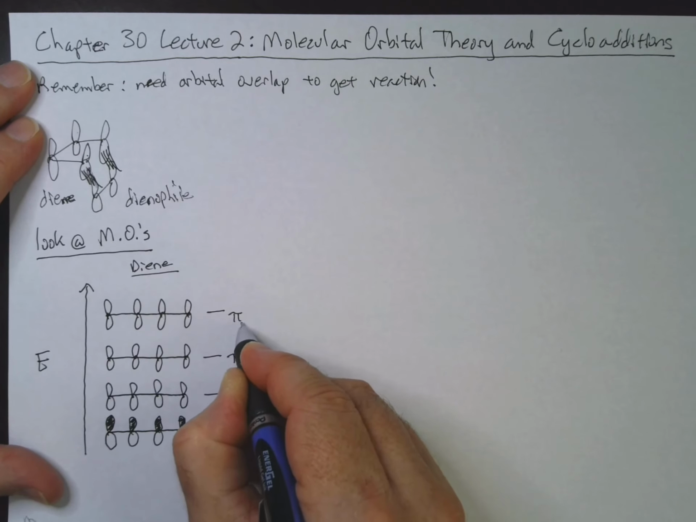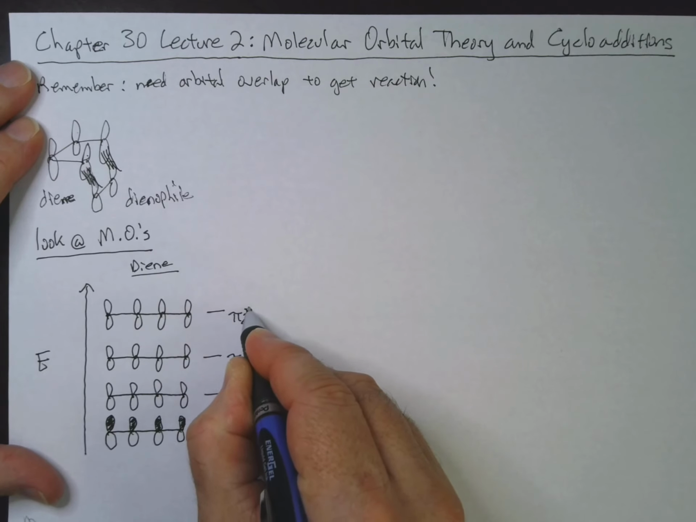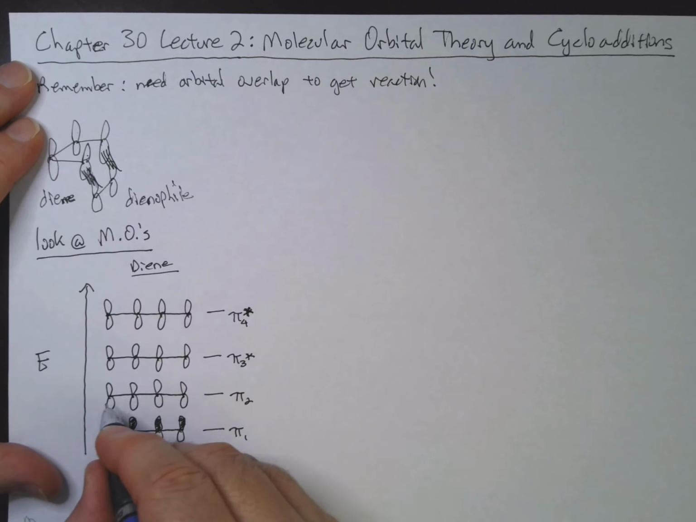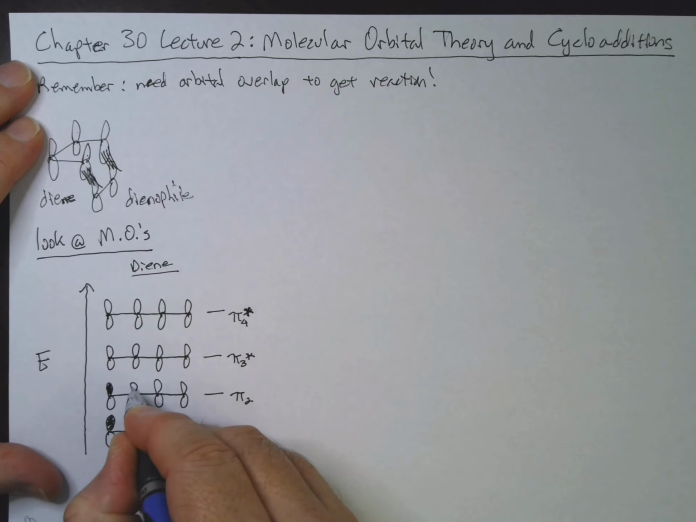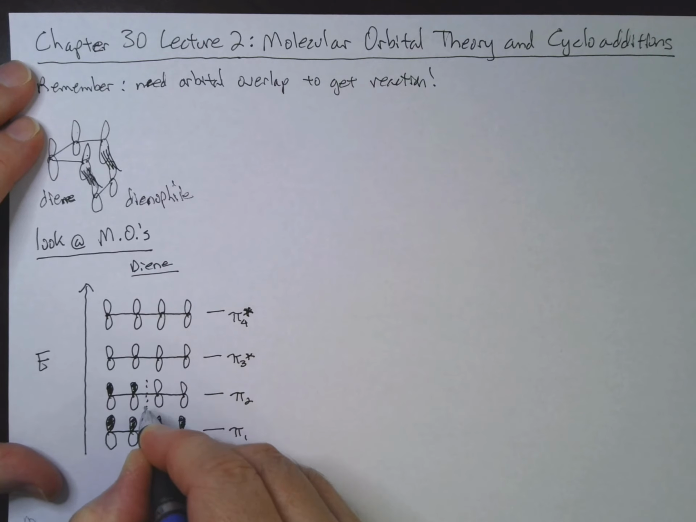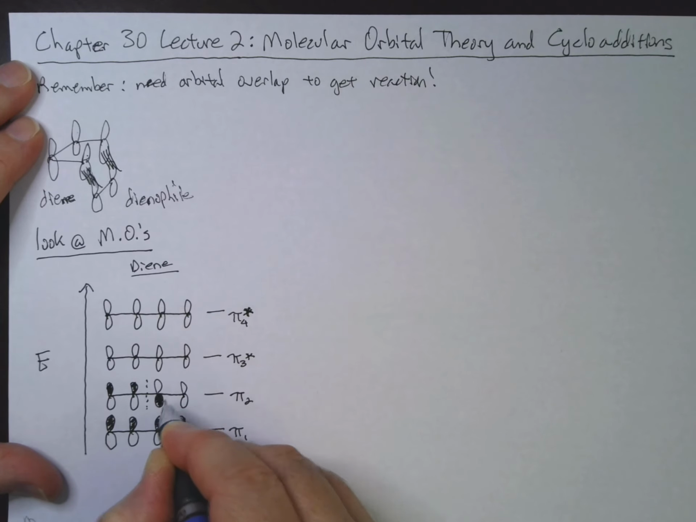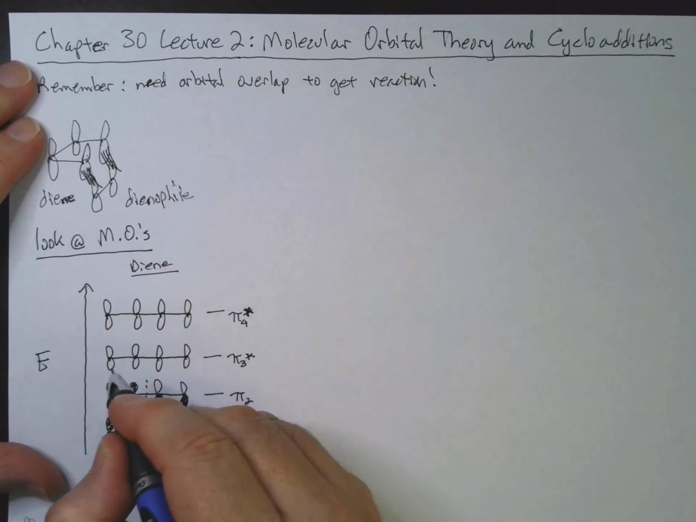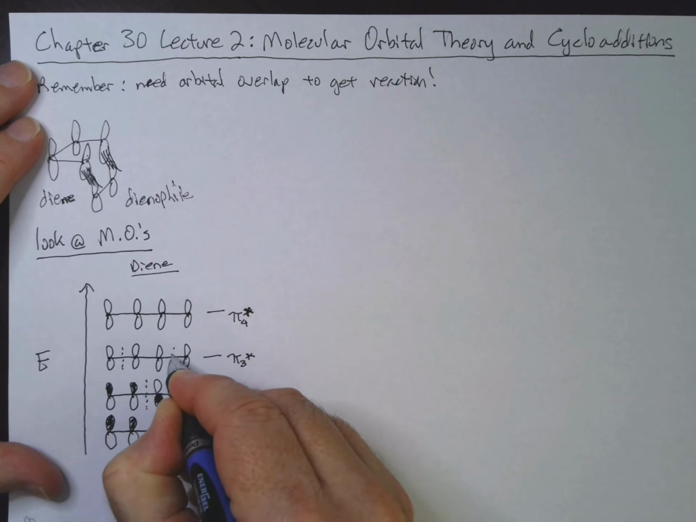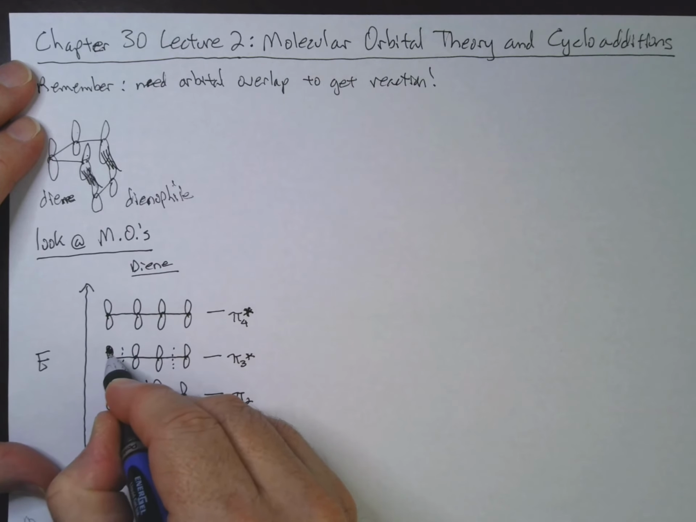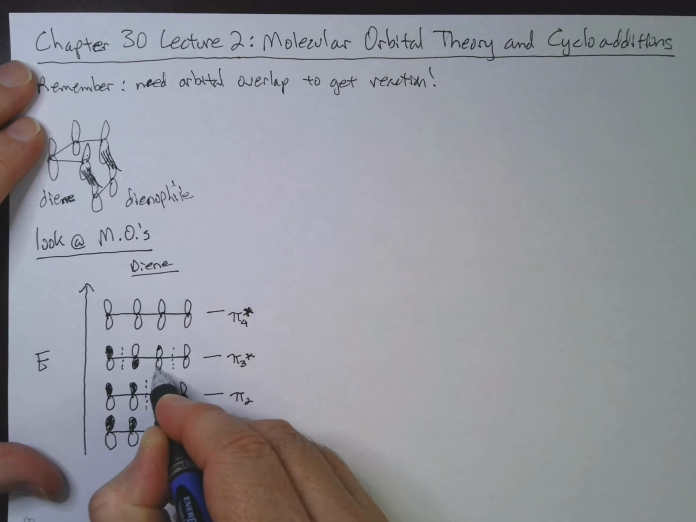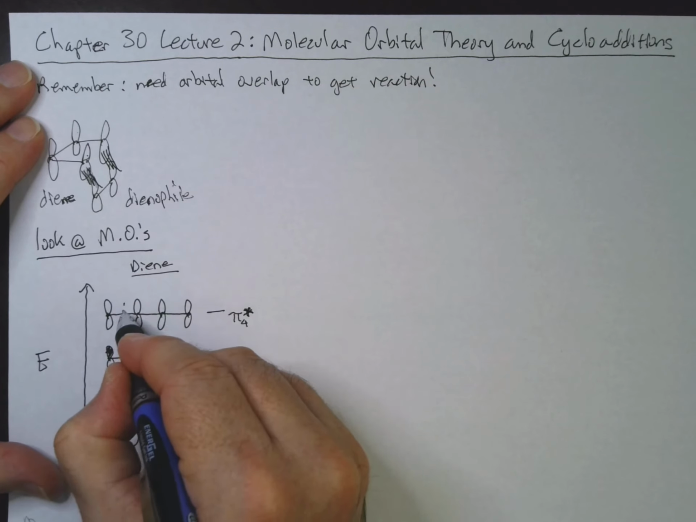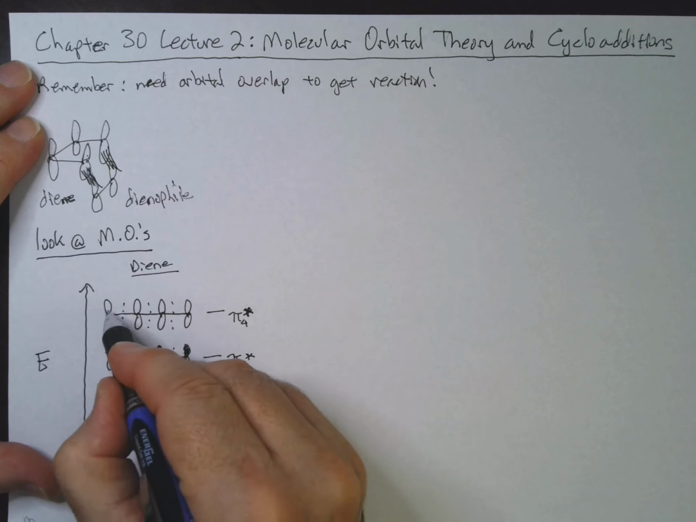Now I've got 3 other molecular orbitals here, pi 2, pi 3 star, and pi 4 star. And as I go along, I start introducing nodes. That is a place of 0 electron density where the phase of the orbitals changes. So I have one node for pi 2, and now for pi 3 star I'll have 2 nodes. And then pi 4 star I'll have 3 nodes.